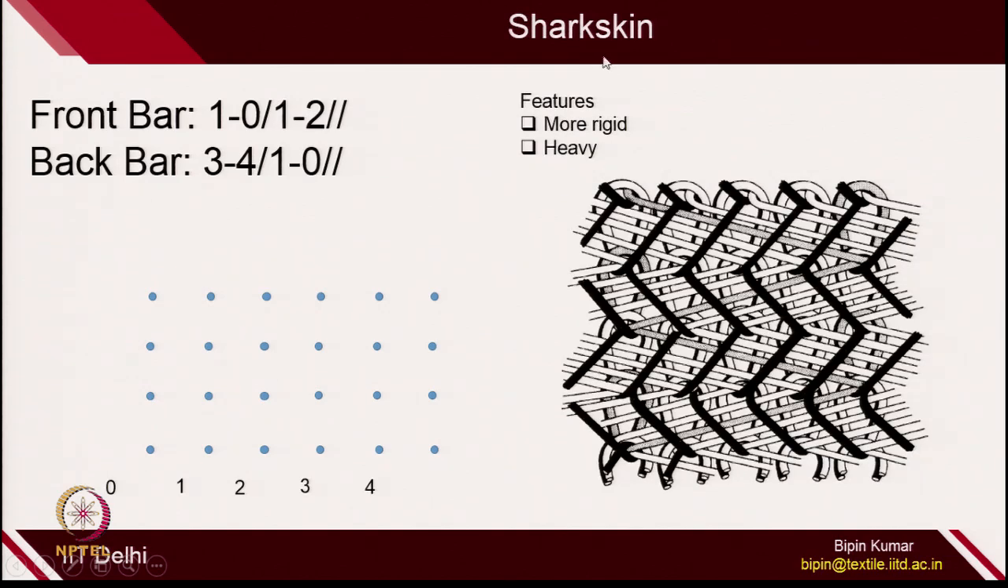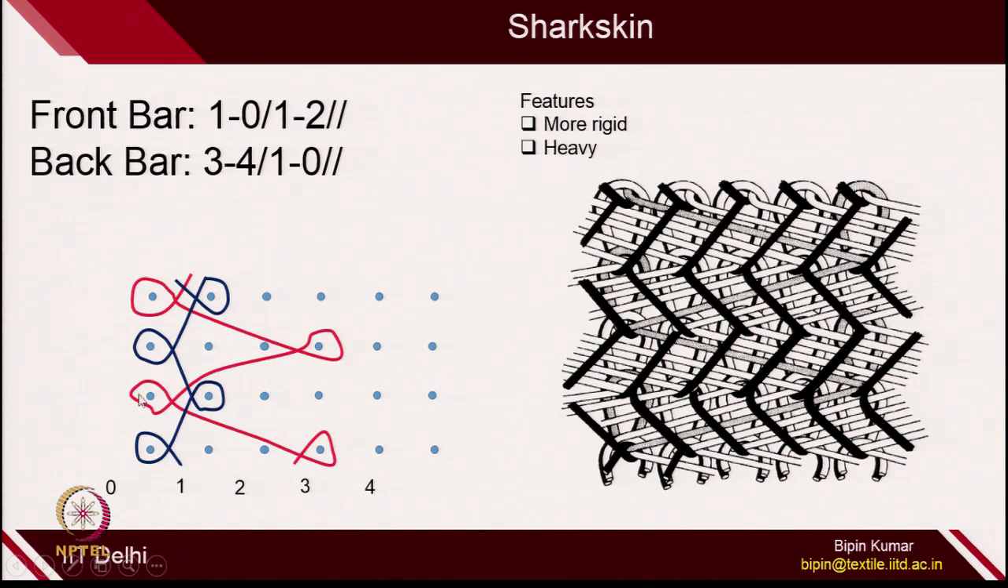Now let us go for Sharkskin. In Sharkskin, the front bar is 1012 and the back bar is 3410. The front bar has short underlap and the back bar has long float at the back side. Sharkskin is similar to Satin, but only the positioning of the guide bar has been changed. In Satin the front had 3410 and the back had 1012, but in Sharkskin the front is doing lower underlap and the back is doing higher underlap.